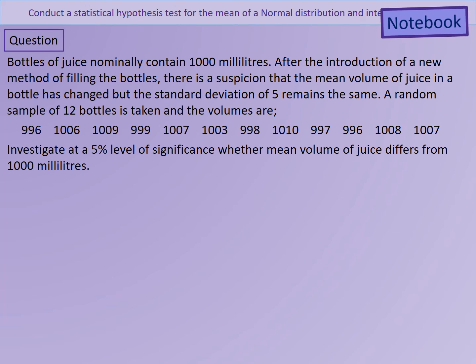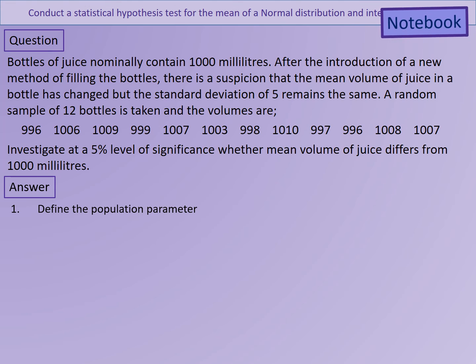Bottles of juice contain 1,000 millilitres. That's what the company say on the side of their bottle. After the introduction of a new bottling method, so the company are actually doing something different, the factory's doing something different, they think that after this new machine's been put in, the mean volume of the juice has changed. So they don't think it's 1,000 anymore. They need to do some adjusting, but they need to check it first of all. The standard deviation of 5 remains the same, so they're still happy with the standard deviation of 5, and a random sample of 12 bottles was taken and the volumes are calculated. So there we go. Investigate at a 5% level of significance whether the mean volume of the juice differs from 1,000 millilitres.